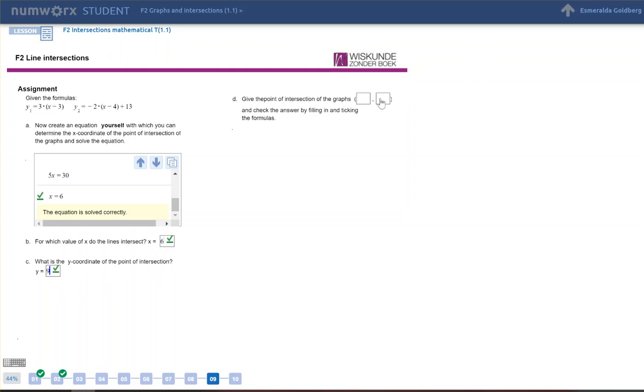So 6 and 9 are the numbers that make up the coordinates of the point of intersection, which again is counted as incorrect, but these are in fact the correct numbers. And I don't know why it keeps showing as incorrect.